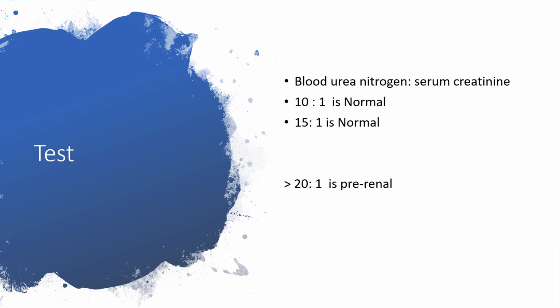We can carry out a test using the blood urea nitrogen to serum creatinine ratio. When the ratio of urea to creatinine is 10 to 1, that is normal, or sometimes it could be up to 15 to 1. But when it is greater than 20 to 1, that is pre-renal.